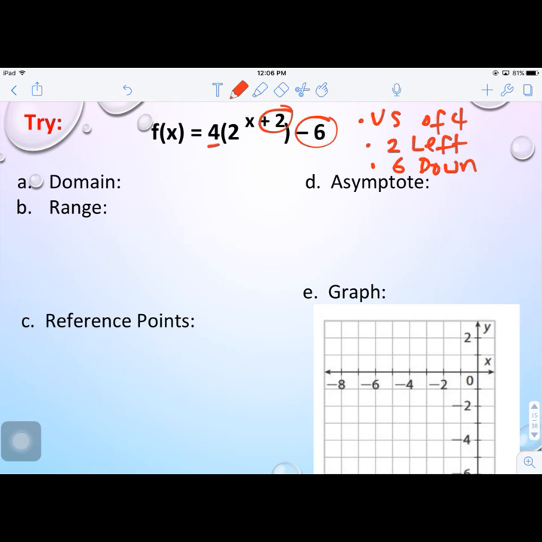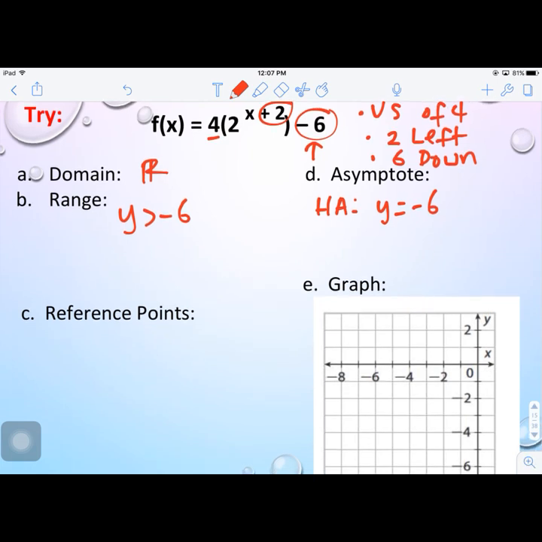And let's take a look again at the domain. Again, this is an exponential function. The domain is going to be all reals. The range is going to follow this number here. This graph is going to be above -6. So y is greater than -6, and we have a horizontal asymptote at y equals -6. So let's go ahead and graph that horizontal asymptote, which is right there at -6. And the reference points, again, we're going to create our reference points based on the transformation.